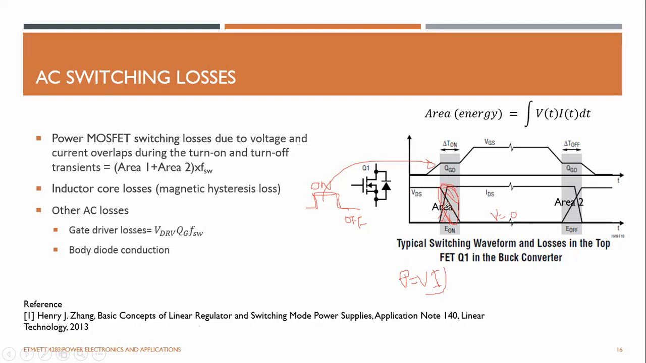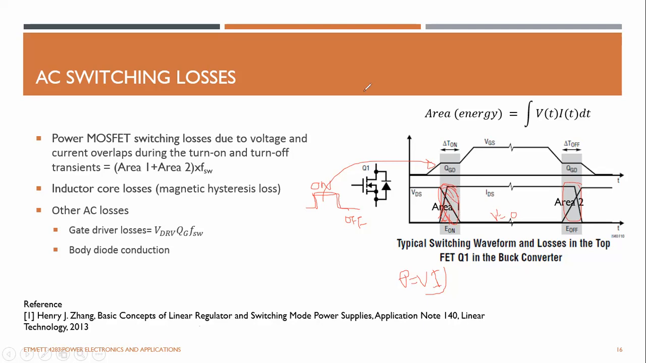But in this period and this period, there's an overlap between the current and voltage, because the MOSFET cannot suddenly change its current and its voltage. So it's gradually changing its current and gradually reducing its voltage. Due to this overlap, there's a power loss.